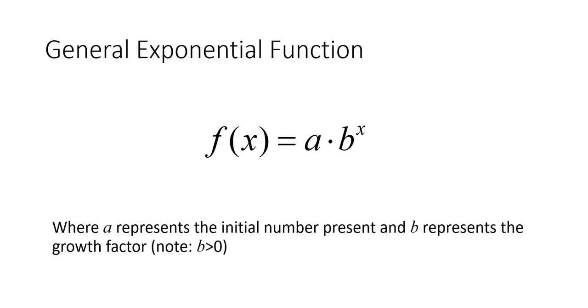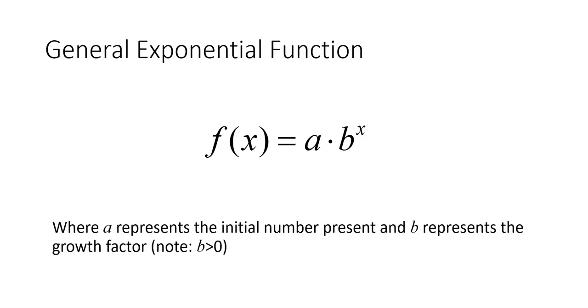So f of x, if I have a continuous function. Ours was discrete. It jumped from day to day because my parasites replicated synchronously. But generally, if it's a continuous function and we write it as f of x, we would have a times b to the x. In our case, a was 1, so that's the initial number, and b represents the growth factor. In our case, b was 8. And notice b has to be positive, otherwise this function will not make sense. It will become undefined for certain values of x.